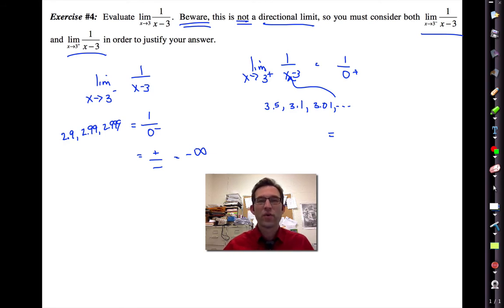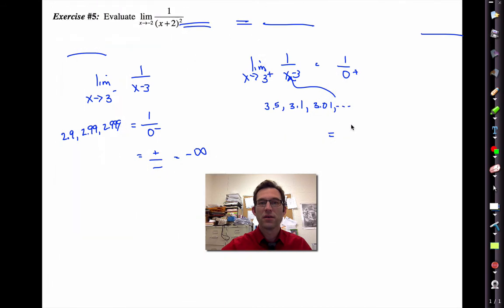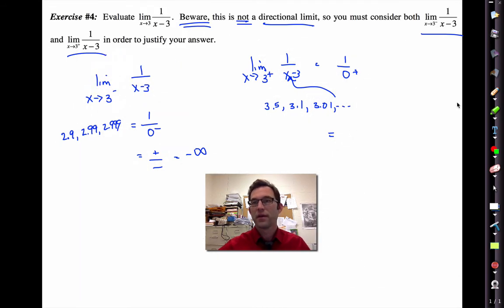All right, well, I got that phone call over with, so let's make sure that we finish this one off. I think we were at a point where we were talking about the fact that if we're coming into 3 from the right, that denominator is going to 0, but it's always going from a positive side. A positive divided by a positive will always result in a positive, and it'll be positive infinity.